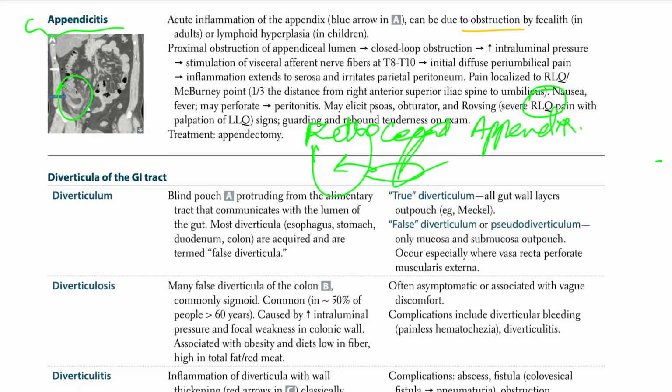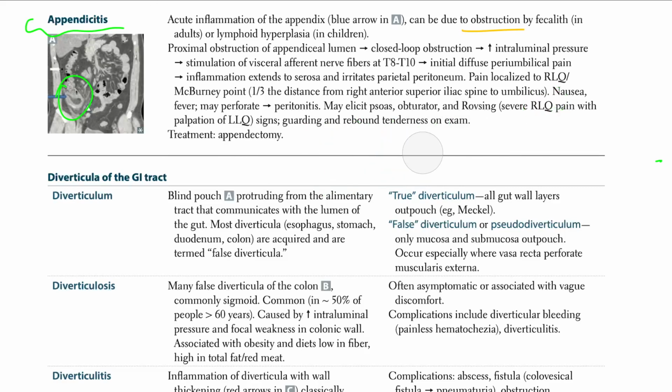So that's the retrocecal appendix. What is the etiology of all of it? The etiology is an obstruction by a fecalith in adults or lymphoid hyperplasia in children. Okay, that's all we have for the appendix.